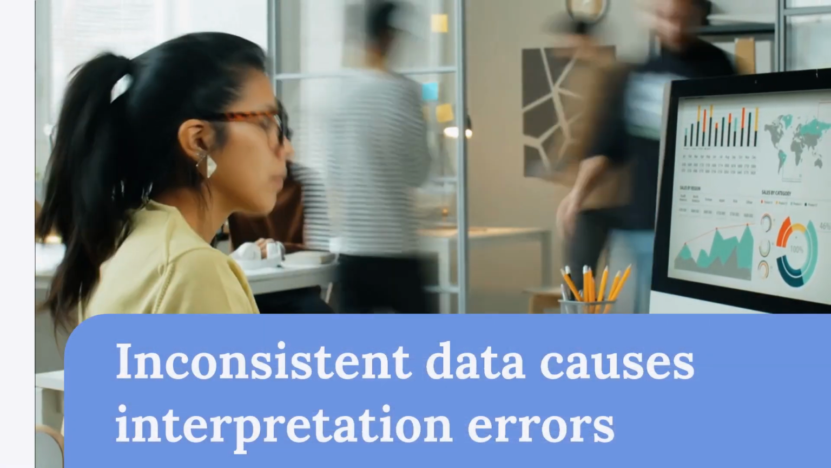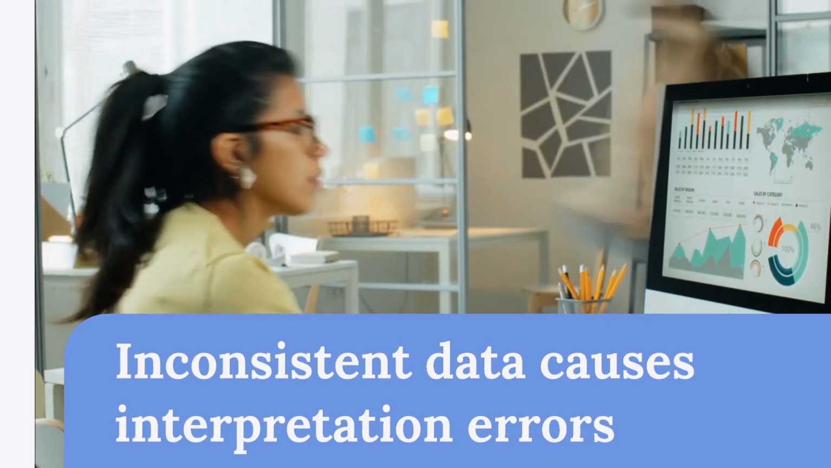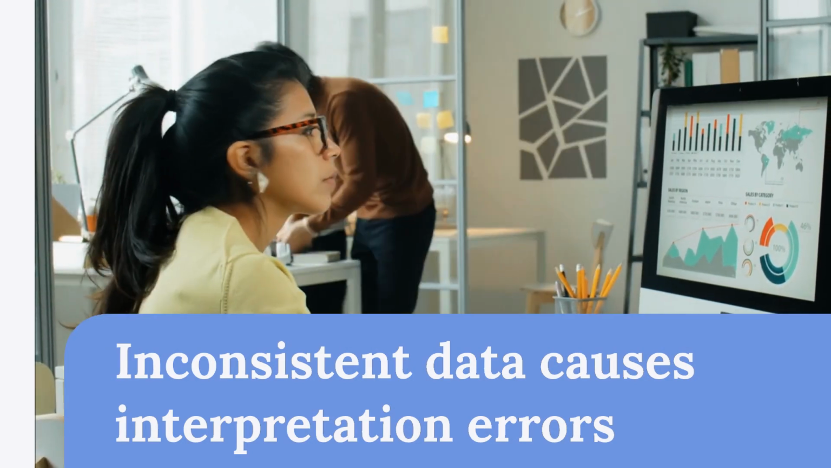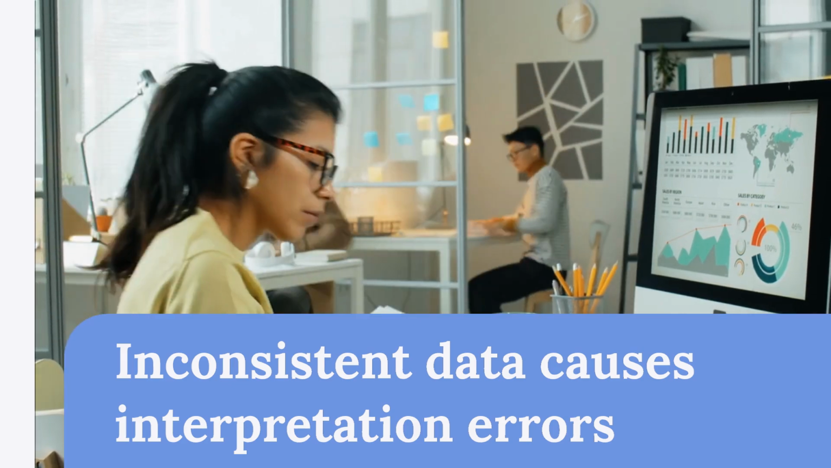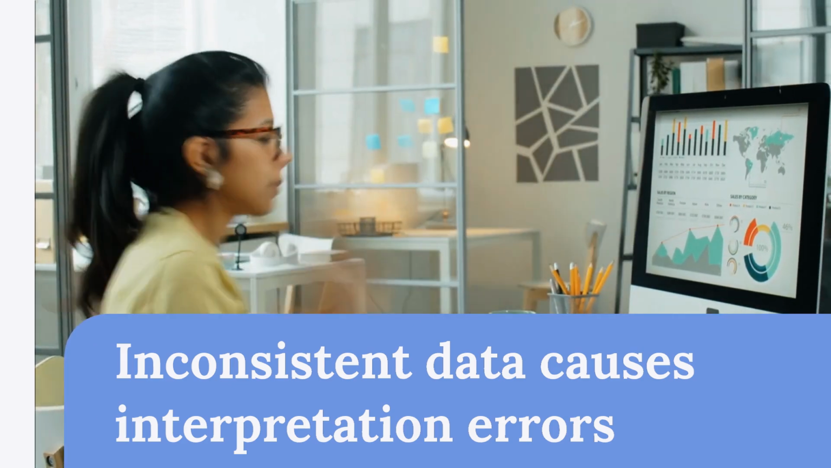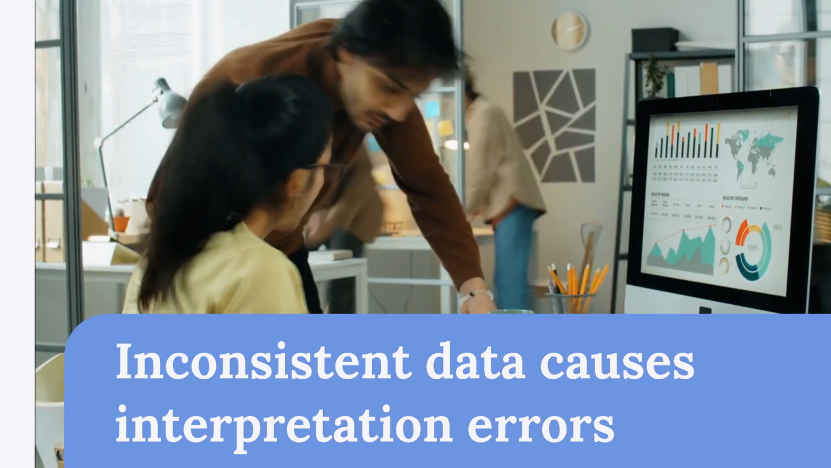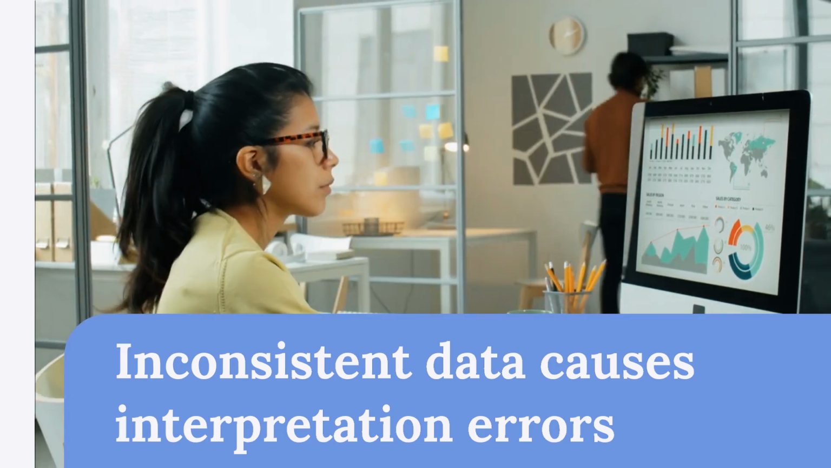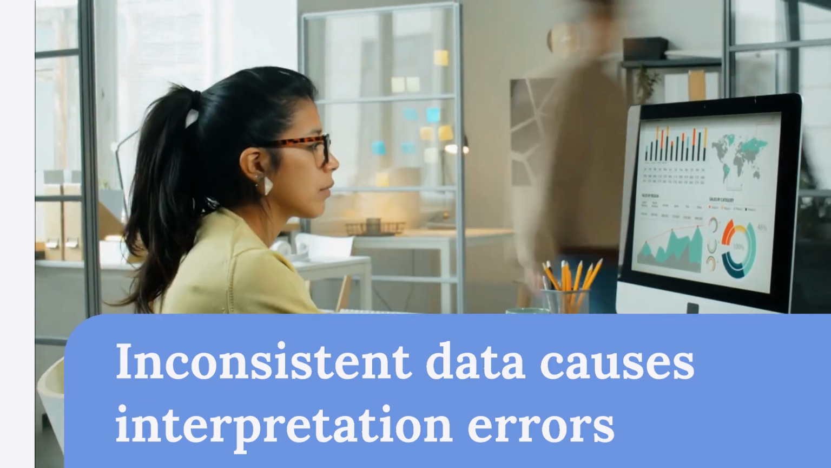Inconsistent data is non-uniform across sources or datasets. This leads to confusion and errors in interpretation. Standardization techniques help maintain consistency. Implementing common formats and taxonomies is key. Let's see how these practices are applied.